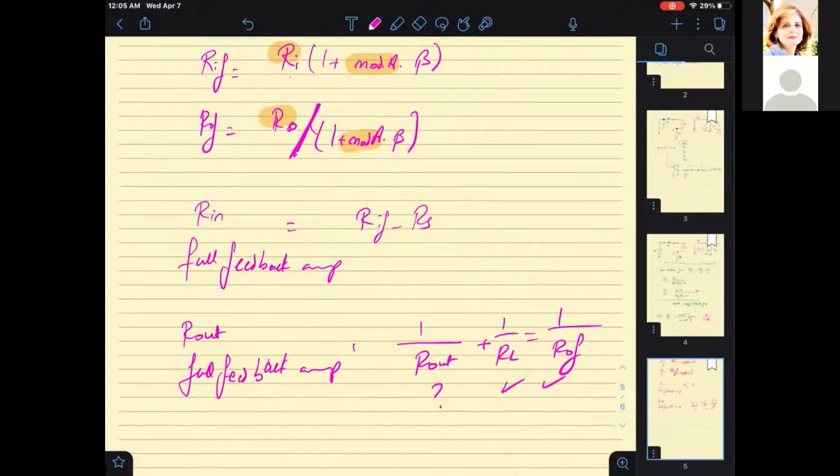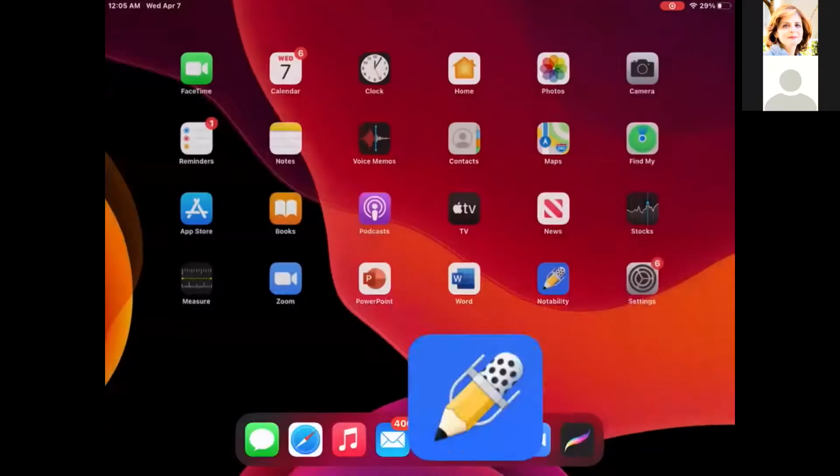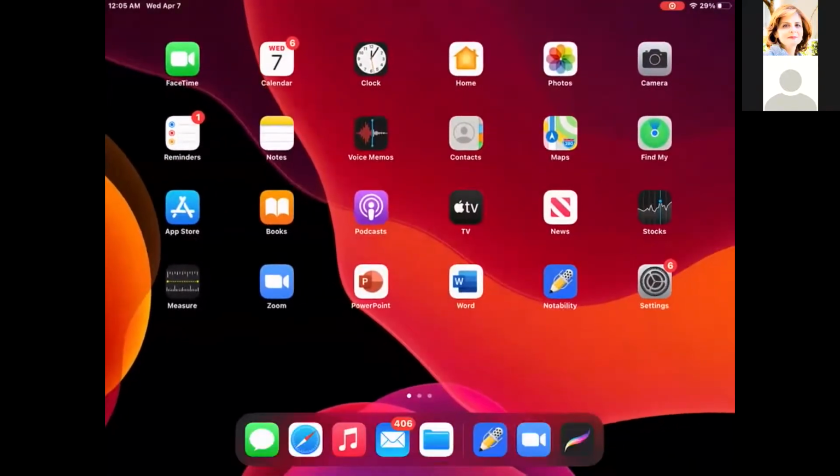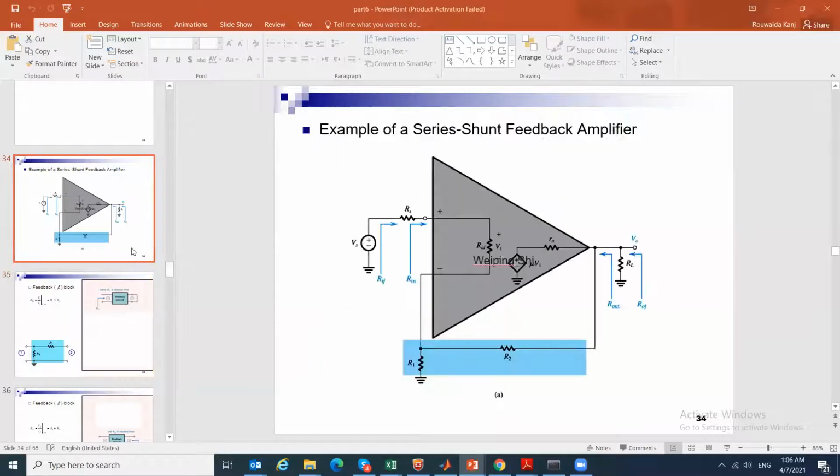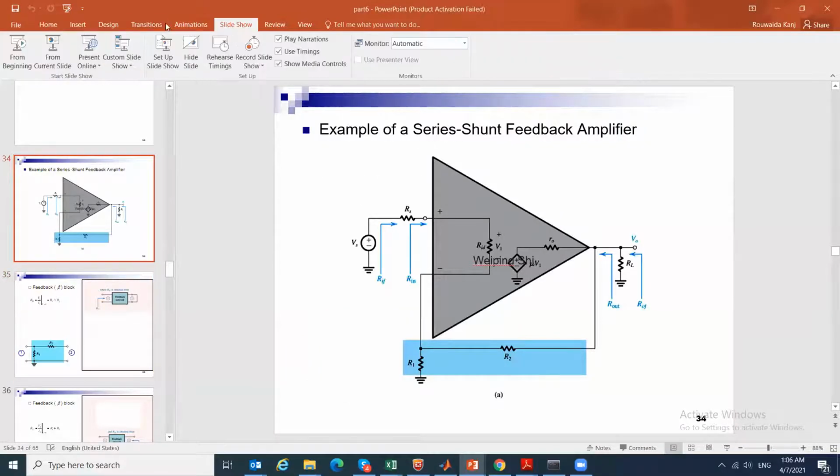I'm going to switch back now to the slides so that we can see how to follow up on this material from the slide. Okay, so now we will go back to the same problem. And in this problem, we're just going to follow up back on the slide where we stopped last time.